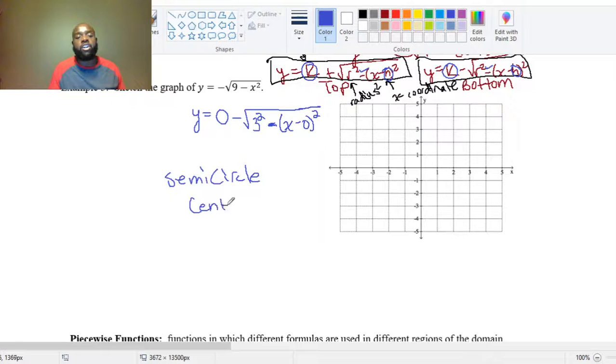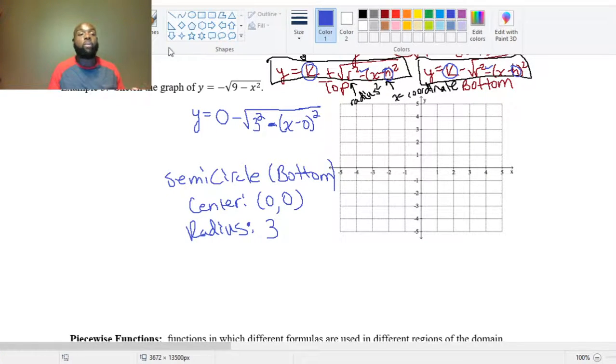The center is at the point 0, 0. And your radius squared is sitting up there as 9. I wrote it as 3 squared. So your radius is 3. All right. And I know that this is the bottom half of a semicircle. So our bottom half of a circle.